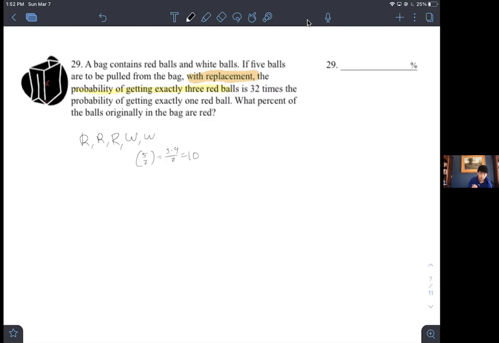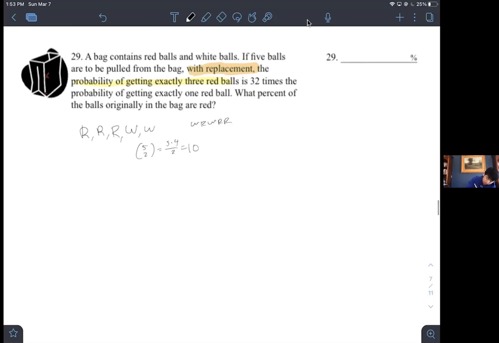There's 10 different ways to place 2 whites, to order the whites in the 5 balls. And so that means, for example, R, W, W, R, R, or W, R, W, R, R. There's 10 different arrangements like this. And there's 10 different orders in which we can eventually get up to 3 reds and 2 whites.